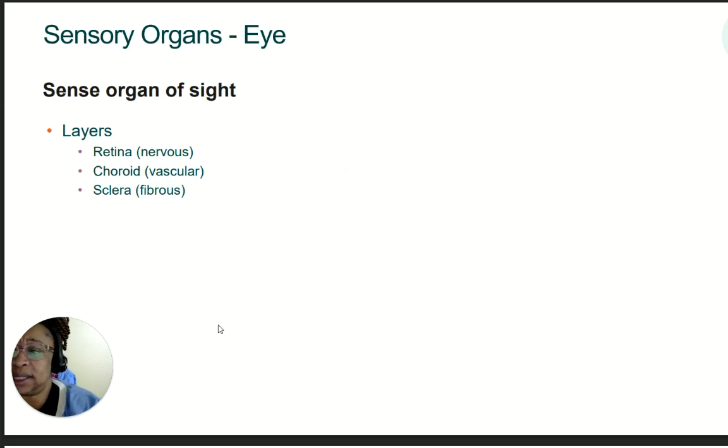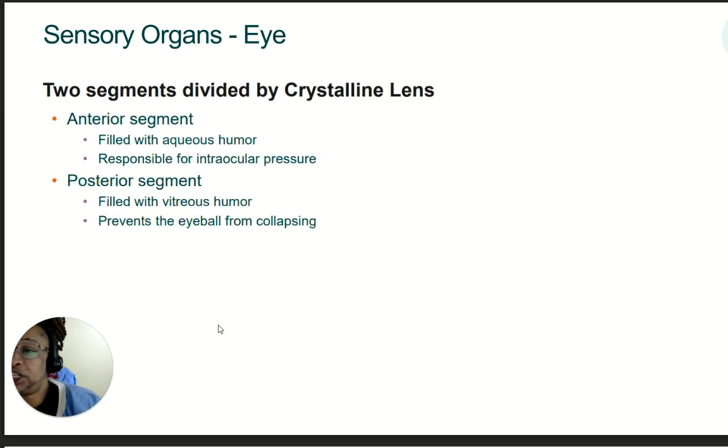The sense organs of the eyes, sense organs of sight. It has the layers, which is the retina, which is the nervous, the choroid, which is the vascular, and we have the fibrous. Two segments divided, which are the anterior segments, and we have the posterior segments listed here. And these are senses of the organs of the eyes.